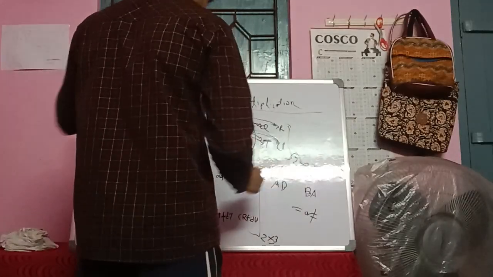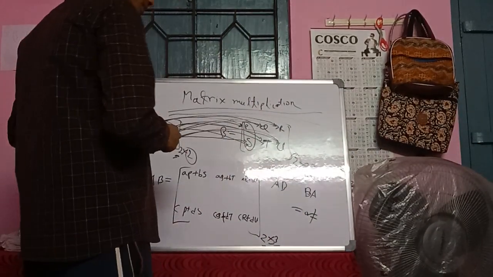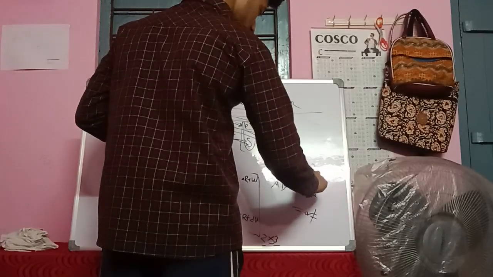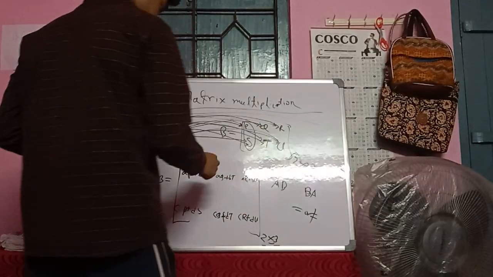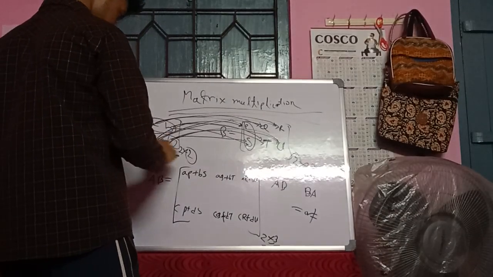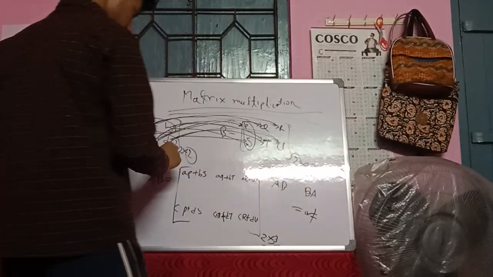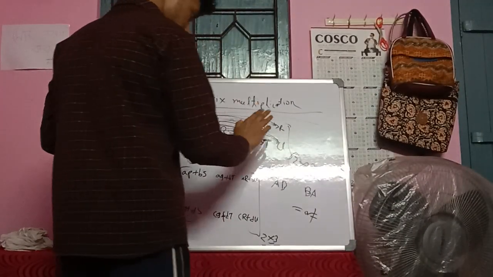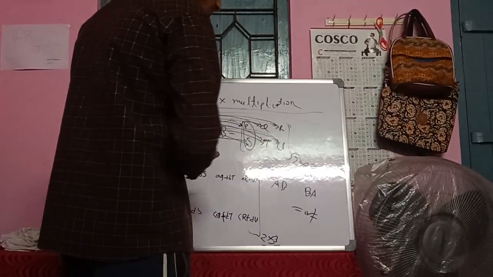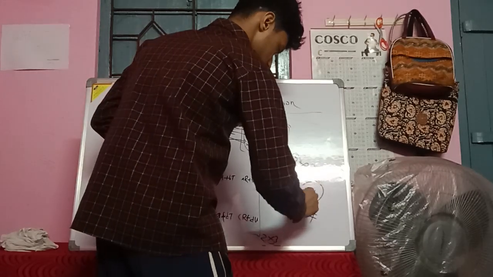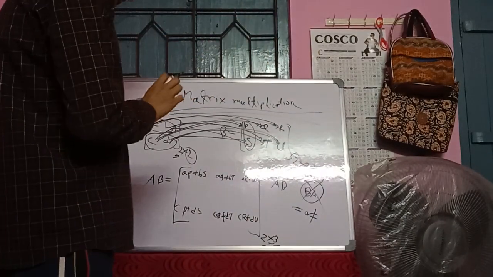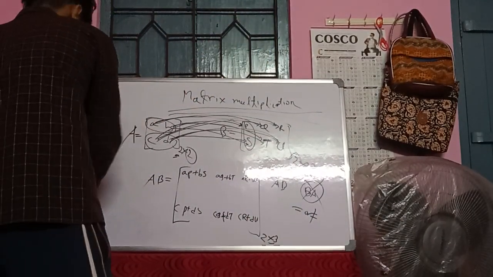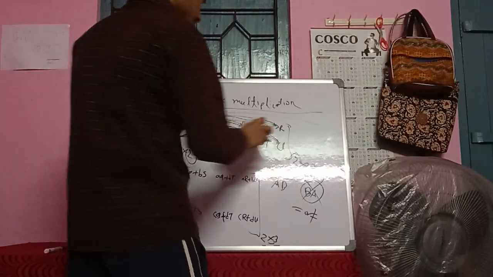Okay. Because the number of columns of B matrix, which in this case is the first matrix, and the number of rows of A matrix, which is the second matrix, they are not the same. It's 3 and it's 2. So these two numbers will have to be the same. Since they are not, this does not exist.